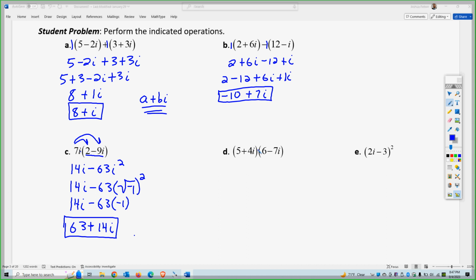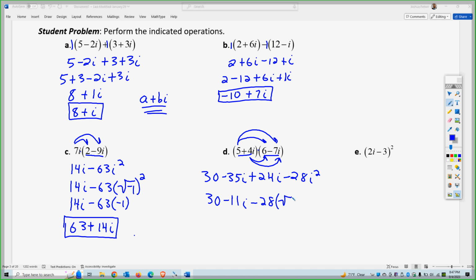So again, there's nothing in the parentheses I can do because these are not like terms. But I can certainly distribute, which is multiply. So 30 minus 35i plus 24i, and then minus 28i squared. So we have 30 minus 11i minus 28 times the square root of negative 1 squared.